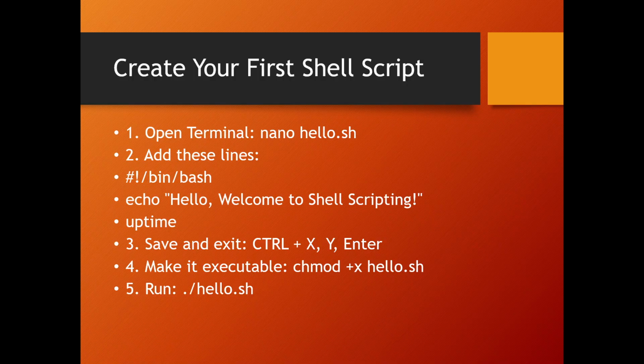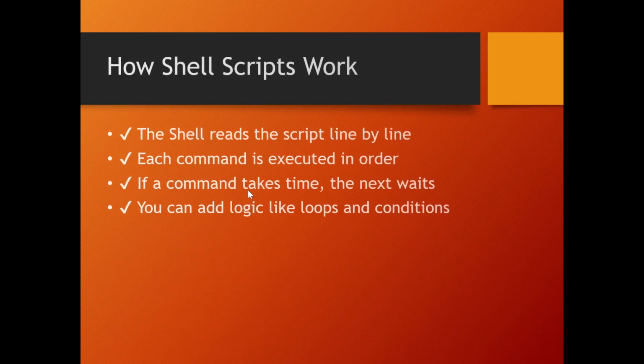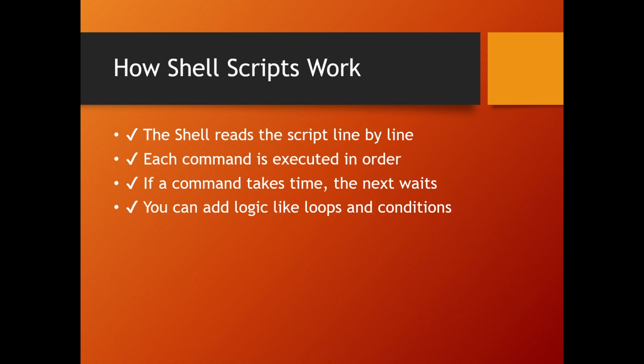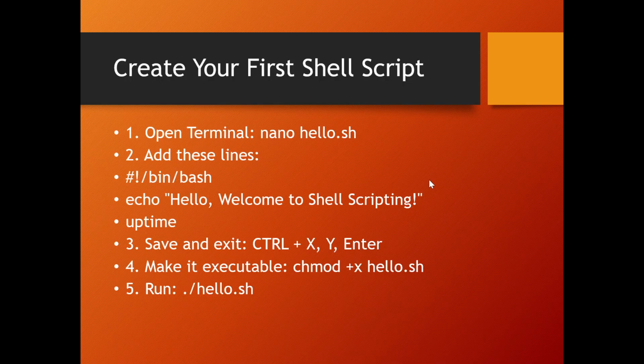So let's understand how a shell script works. The shell script reads line by line, like your script will be read line by line. Next, each command is executed one after the other. So if a command takes time, for example downloading a file, the next command will wait. And you can combine logic, conditions, loops, etc. So let's start with something simple. We'll see the implementation, how we can create our first shell script.